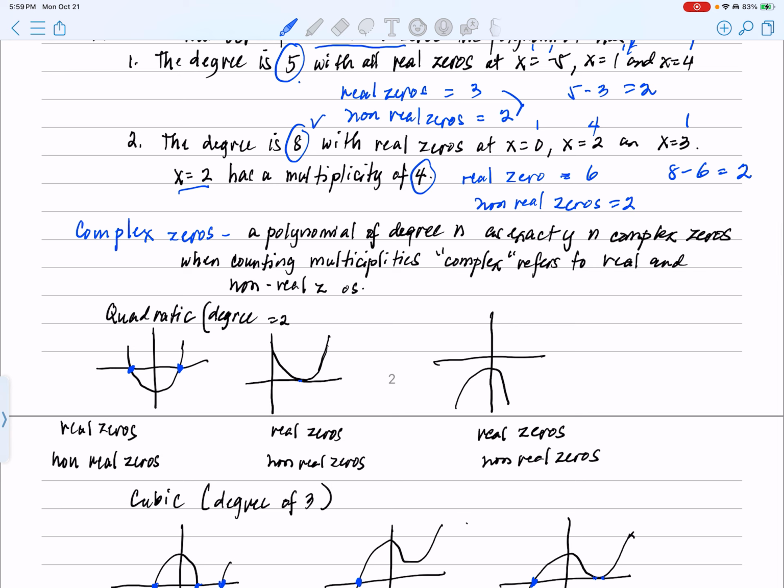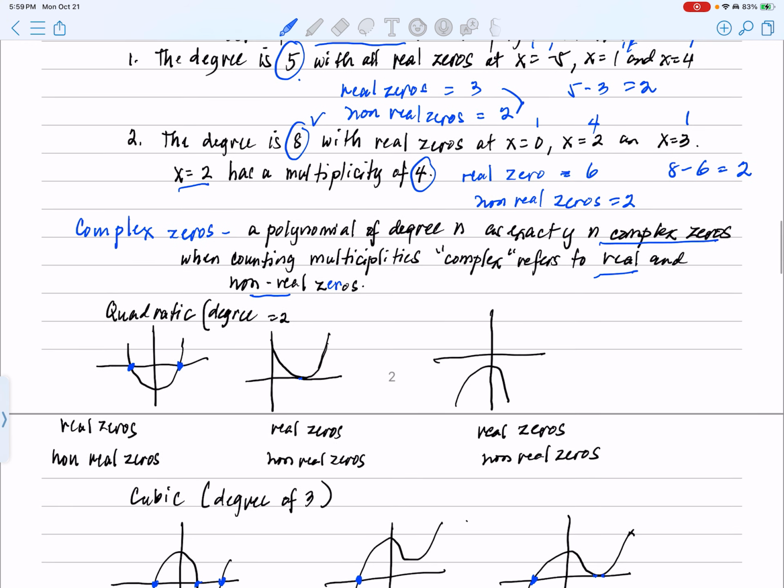So, complex zeros. A polynomial of degree n has exactly n complex roots. Remember, the complex zeros are the real and non-real zeros. When counting multiplicities, complex refers to real and non-real zeros.